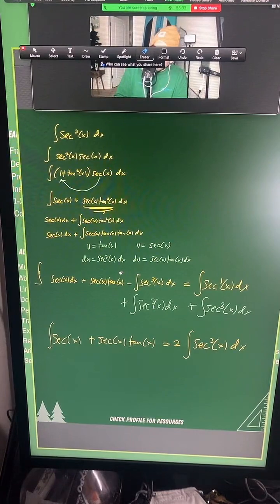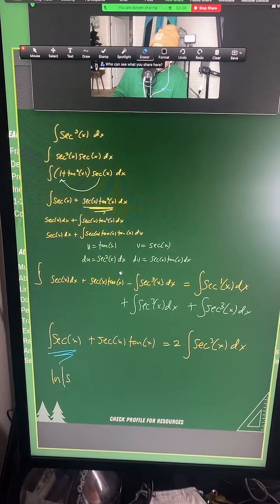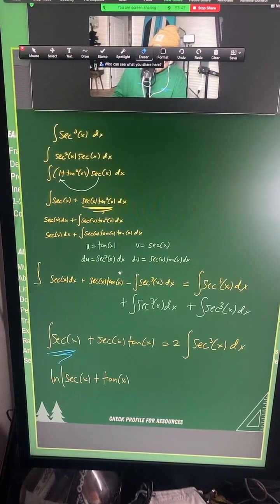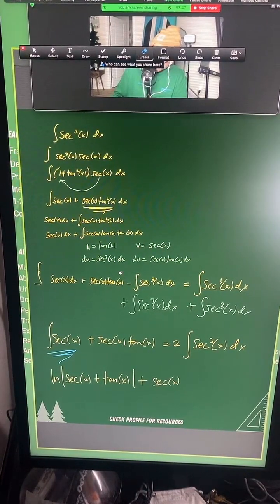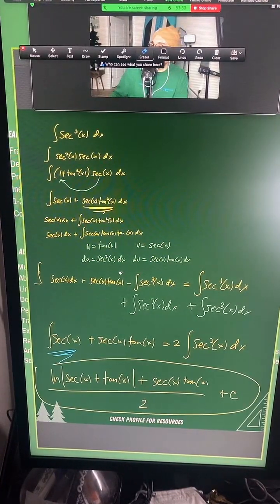Okay, and then remember, like we said, this integral of secant x, we're not even going to talk about how we solve that. We just should know that this is natural log of secant x plus tan x, and then plus secant x tan x, the entire thing divided by 2 plus c. There you go.